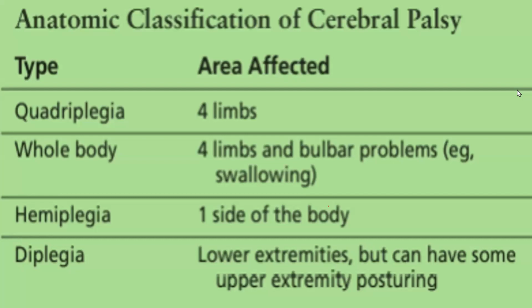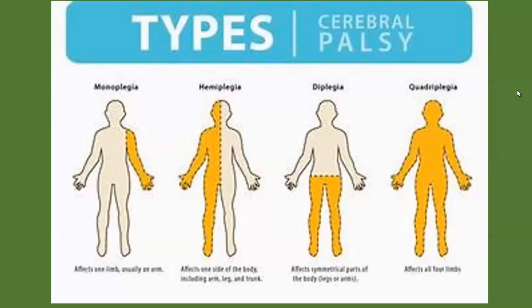Now, speaking about the classification according to anatomic zones of weakness, you can have quadriplegia, where you have involvement of the whole body, forelimbs, and bulbar problems, and difficulty in swallowing is part of the classification. You can have hemiplegia, one side of the body, and diplegia, the lower extremities, but can have some upper extremity posturing. So don't forget this classification.